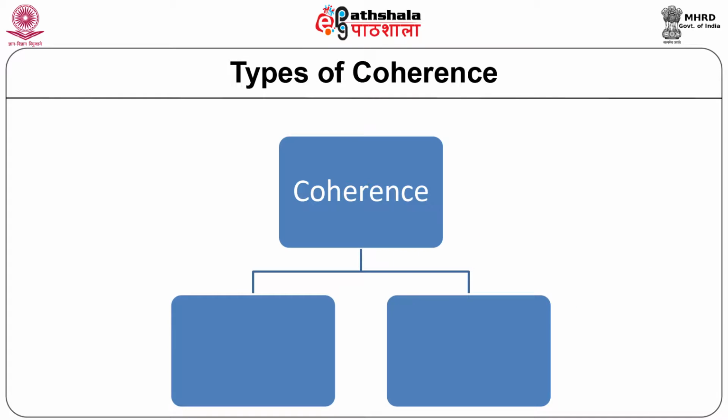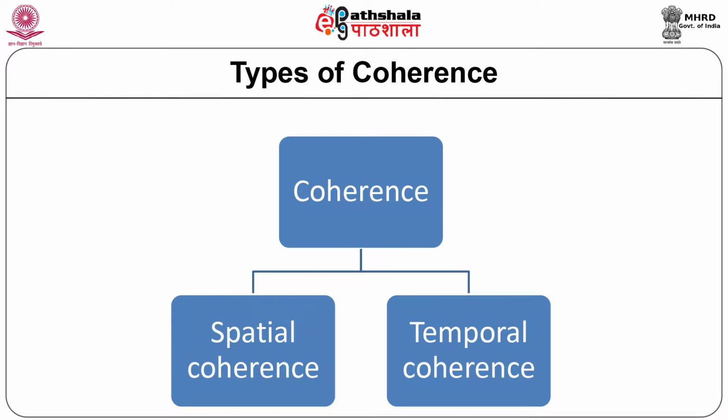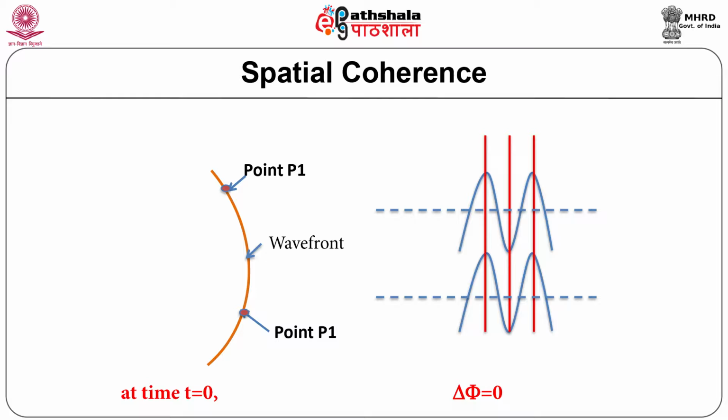Coherence requires that there is a connection between the amplitude and the phase of the light at one point and time, and the amplitude and phase of light at another point and time. Accordingly, coherence is of two types: spatial coherence and temporal coherence. Let us see what is spatial coherence.